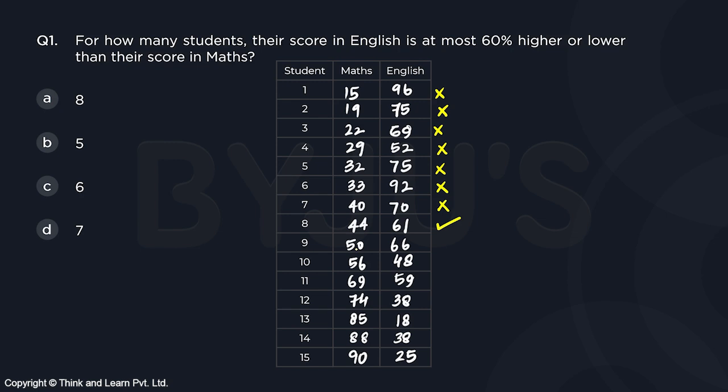60% of 50 is 30. 50 plus 30 is 80. This is within the range. Next we have 56. This is definitely greater than 60% less of 56. Then let's consider this to be 70, and we have 60. This is definitely within 60% less. 74 to 38. So 60% of 74 is what we need to reduce, or we can say 40% of 74, same thing. Now 40% of 74, 10% is 7.4. So 40% will be around 30. It won't be 38. So this is ruled out.